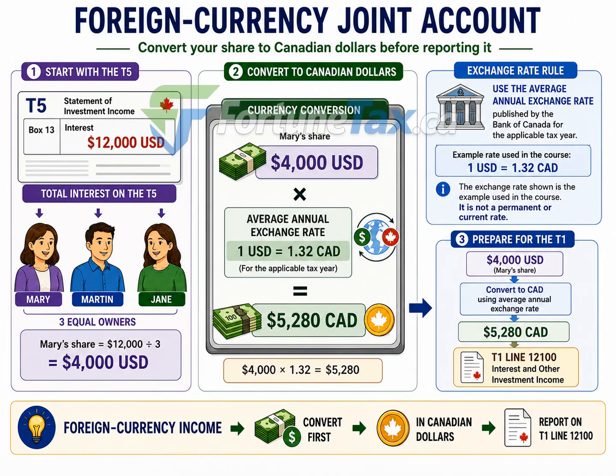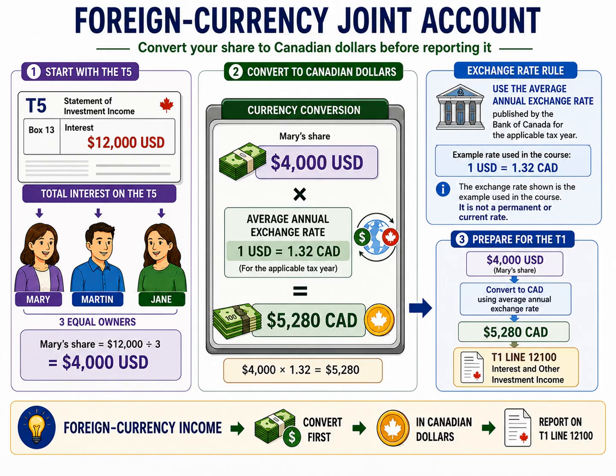So we take Mary's $4,000 share and multiply it by 1.32. $4,000 multiplied by 1.32 equals 5,280 Canadian dollars. That $5,280 is the Canadian dollar amount that Mary will use when reporting her interest income.